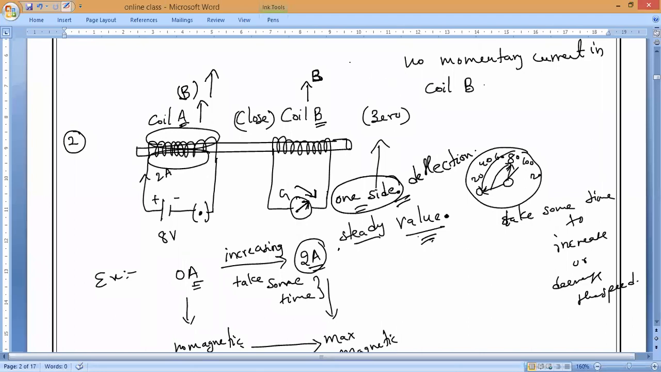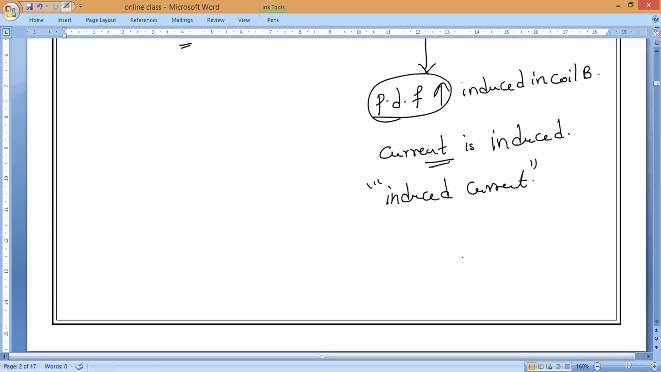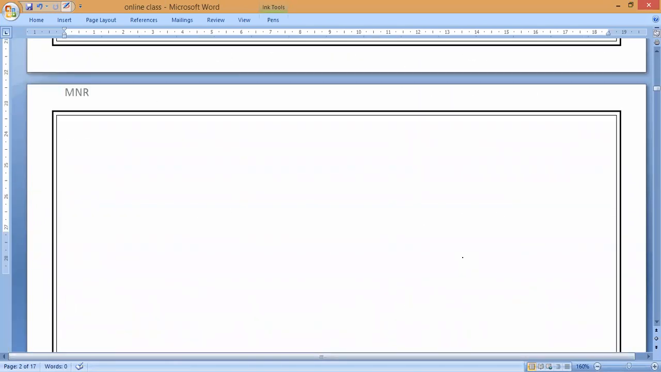How many of you understand this point? Any doubt? Anybody can ask. Clear, guys? Please respond. Yes. Bhumika, Varshini.